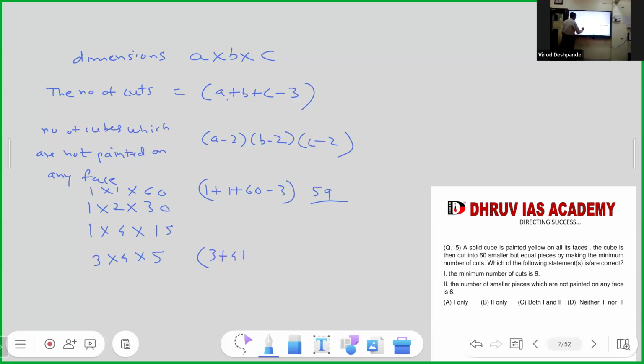So the number of cuts will be 3 plus 4 plus 5 minus 3, which will be 9. And the number of smaller pieces which are not painted on any face will be given by this. Now the dimensions are 3, 4 and 5. So 3 minus 2, that is 1, into 2 into 3. So it will be 6. Okay, so we get our answer here. The minimum number of cuts is 9, and the number of smaller pieces which are not painted on any face is 6. That means both statements 1 and 2 are correct. So the option is C here.